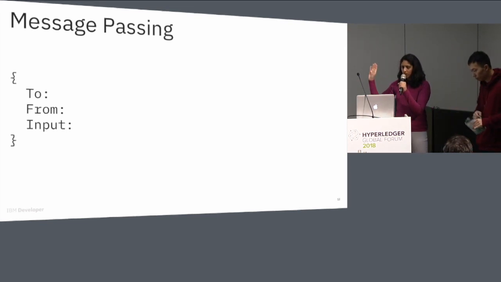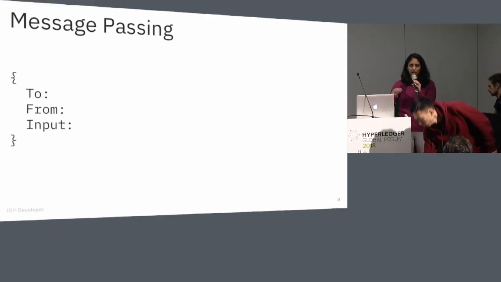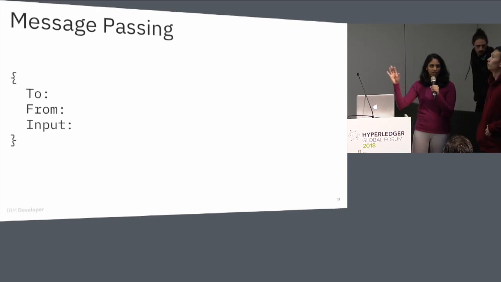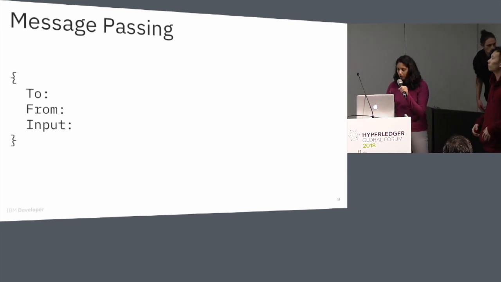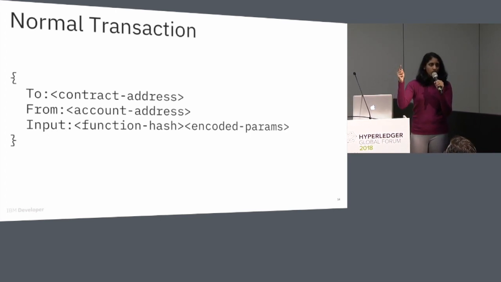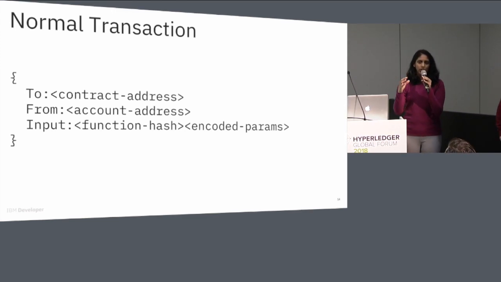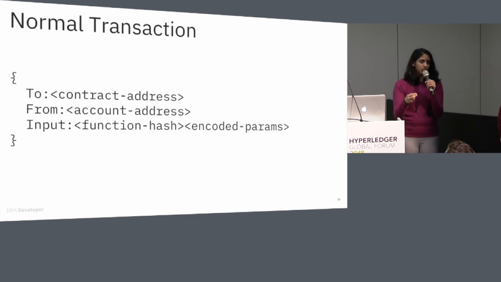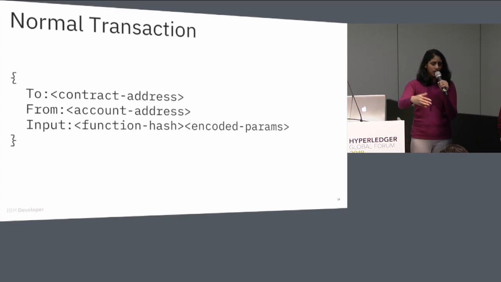I'm going to go through this, and this is a little bit going over Ethereum. This is not a Fabric thing. This is just so you guys get a basic understanding of that world. So a regular transaction is going to have a contract address, which is the address for the contract account. That's the to. The from is the account address, so that's who is sending the transaction.